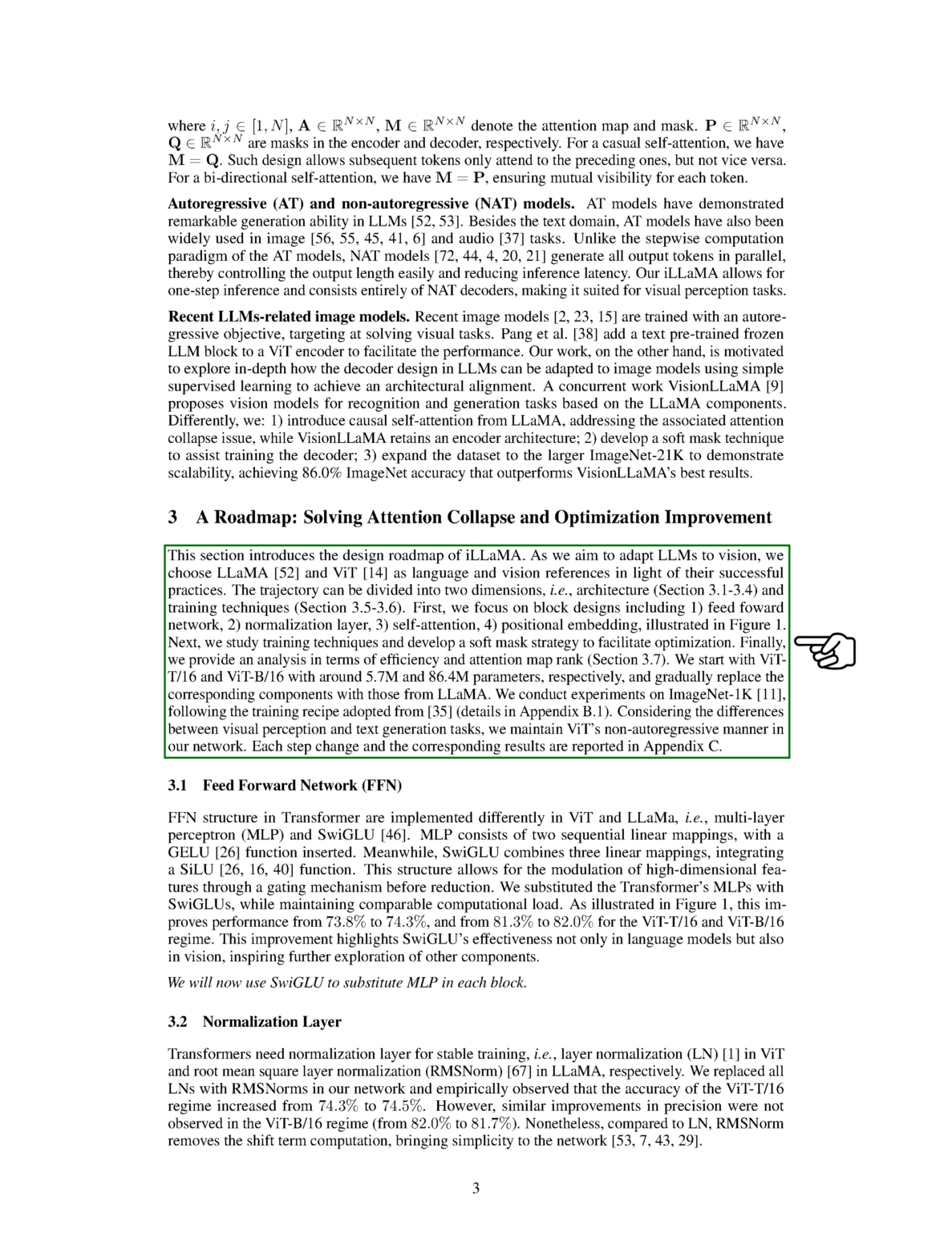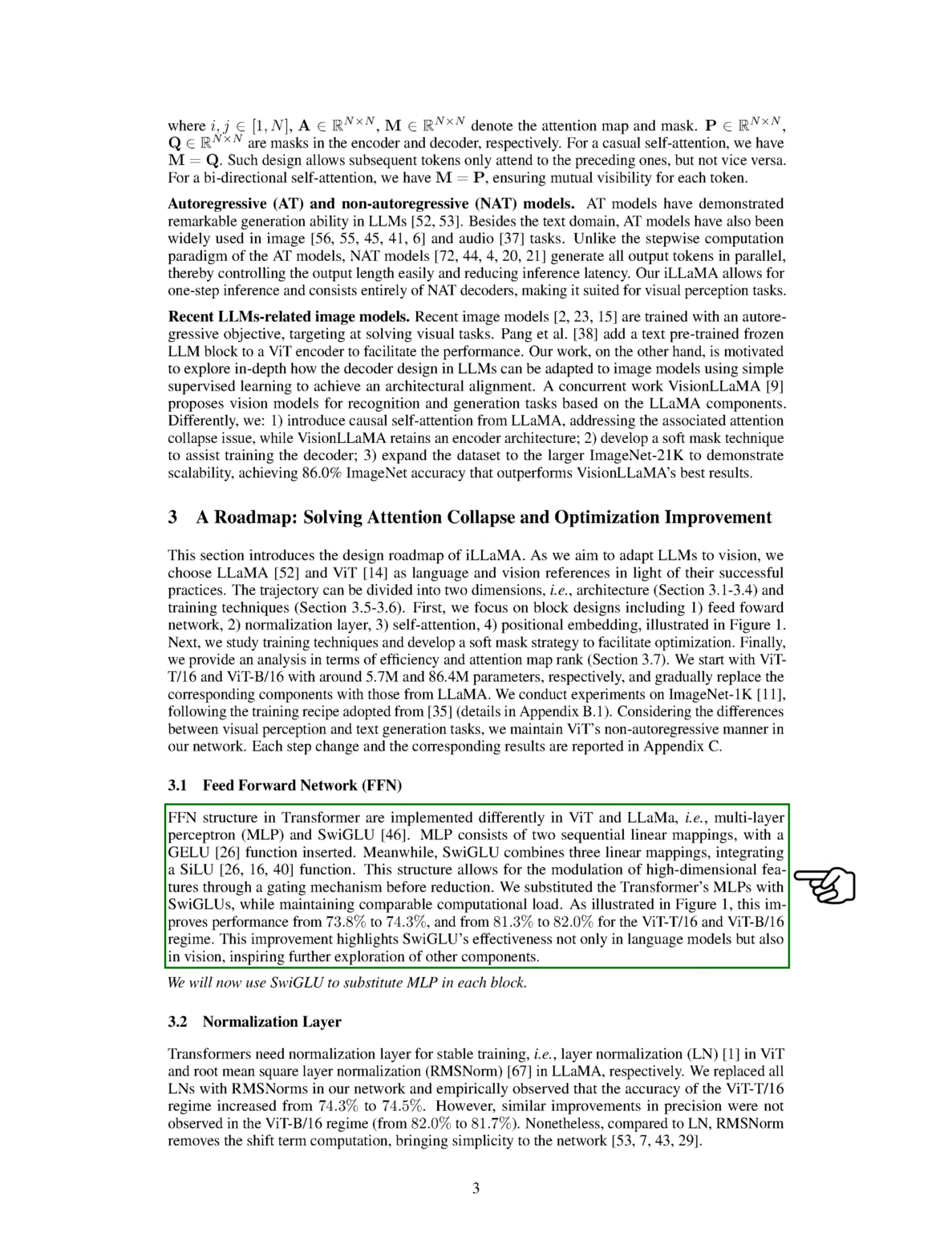We begin with ViT-T16 and ViT-B16, gradually replacing their components with those from LLaMA. Experiments are conducted on ImageNet 1K, following a training recipe from the appendix. To address the differences between visual perception and text generation tasks, we maintain ViT's non-autoregressive manner in our network. Each step change and its results are detailed in the appendix.